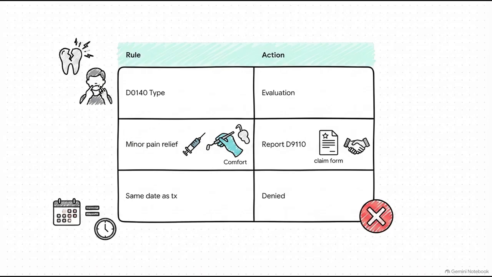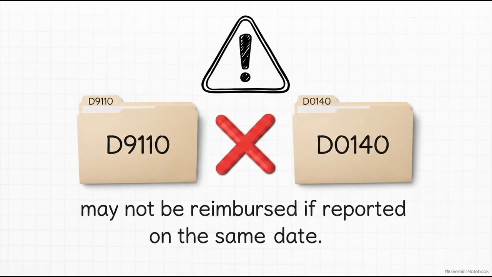If the provider's doing minor procedures just to alleviate the patient's pain, you really need to be reporting D9110 for palliative care instead. Which brings us to a major bundling trap. Listen, insurance carriers have incredibly strict logic engines built into their systems. They are absolutely going to deny reimbursement if you try to report that D0140 evaluation and the D9110 palliative treatment on the exact same date of service. Plus, if you bill D0140 on the same date as definitive treatment, you can definitely expect a denial there too.